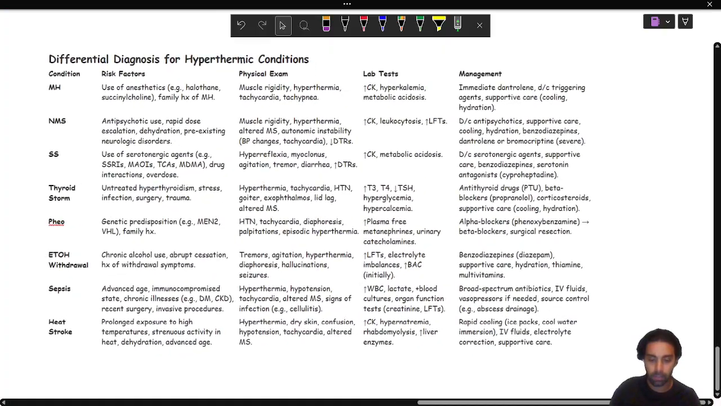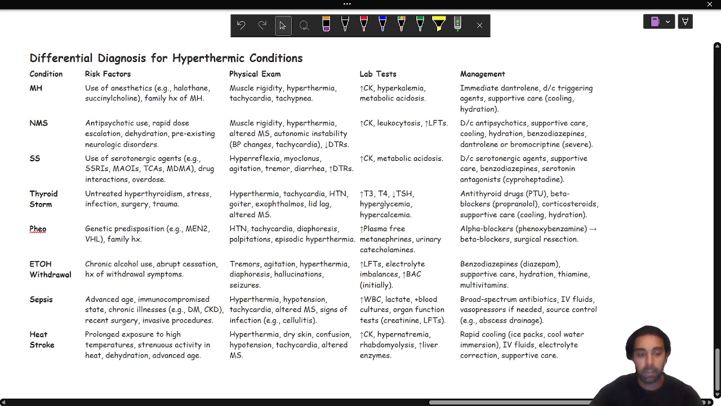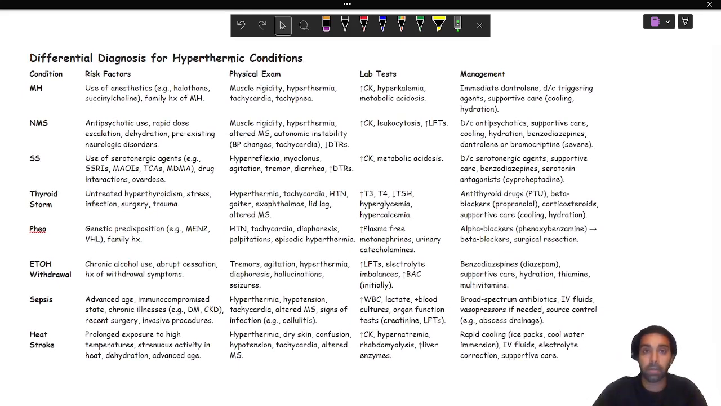Just went over an interesting question on hyperthermia, and I wanted to talk about it. I wanted to talk about different types of hyperthermia, how there's a lot of overlapping features. I'm going to try to help you with finding specific findings on exam or labs to help you differentiate. So, we'll start at the top.